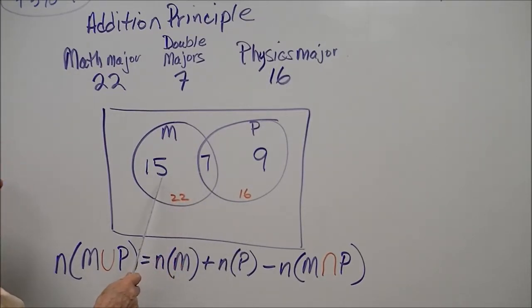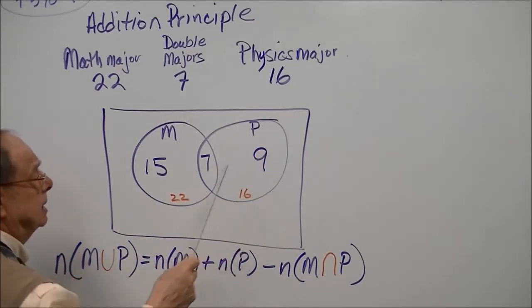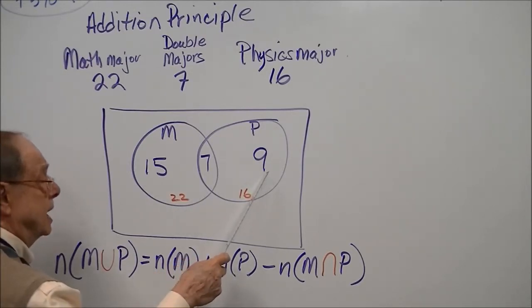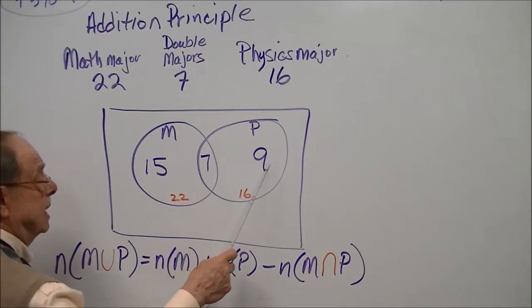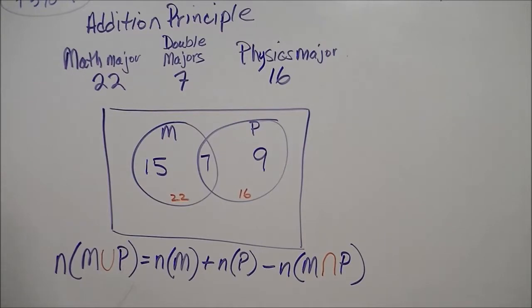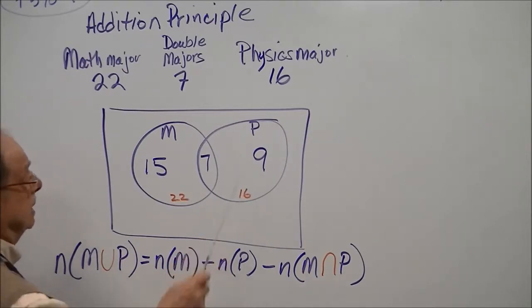So how many math majors all by themselves? You just subtract the 7 from the 22, and that gives you 15. Okay, well, physics majors, there were 16, but again, 7 were double, so that left you with 9. 7 plus 9 is 16, 15 plus 7, 22. So how many students do you have then in this class? Well, it would be 15 plus 7 plus 9.